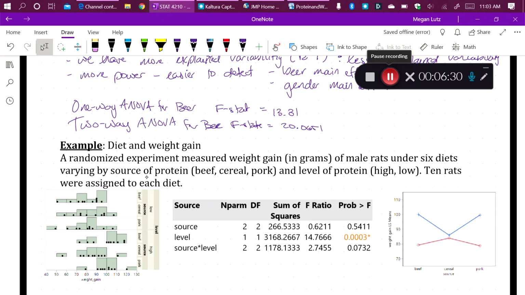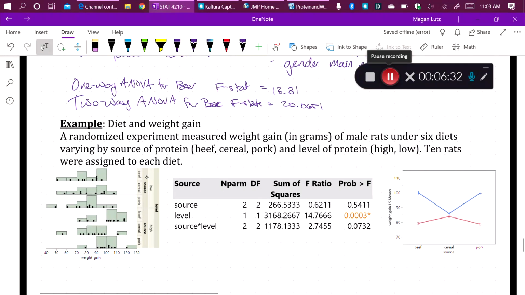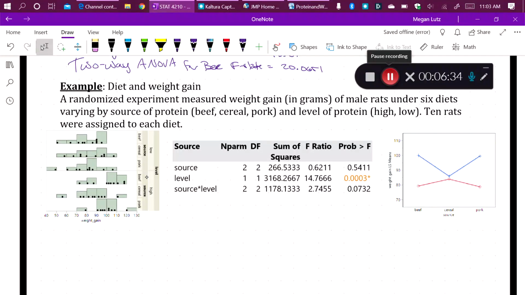So here we have the output, and we're going to do a two-way ANOVA to compare this. We could have done two one-way ANOVAs to look at the effect of just the source. So if there was a difference in the beef, cereal, or pork in terms of the mean weight gain, and we could have done a one-way ANOVA to see if there was a difference between the low and high levels of protein.